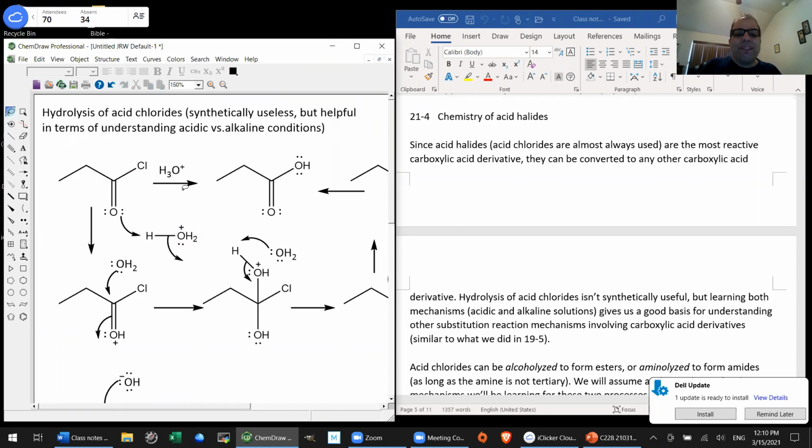H3O plus implies that water is present. You can't have hydronium ions without water. And that's really what we mean when we talk about a dilute aqueous acid solution. It means that you've got some H3O plus ions dissolved in water, right? Because you can't have just H plus ions floating around. There's no such thing. So the first step, as we've seen so many times before in aqueous acid solutions, is we're going to protonate that carbonyl oxygen.